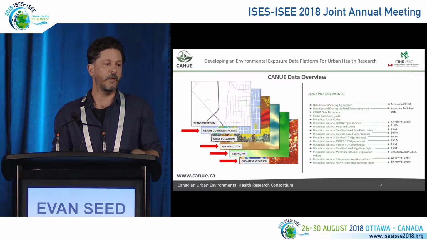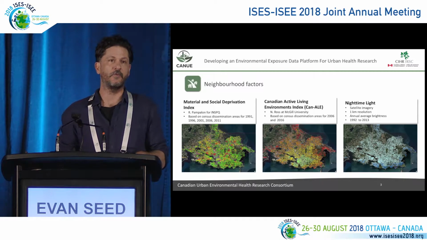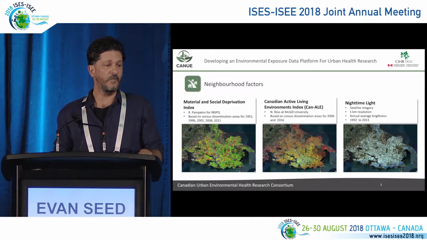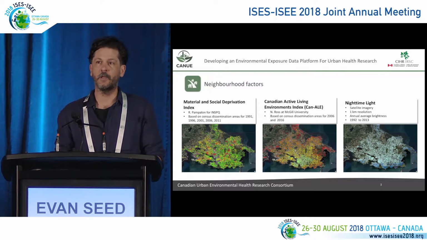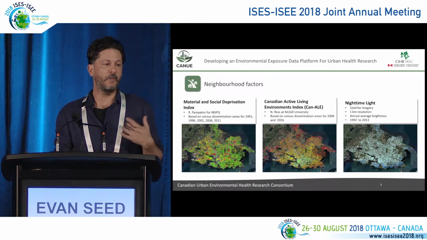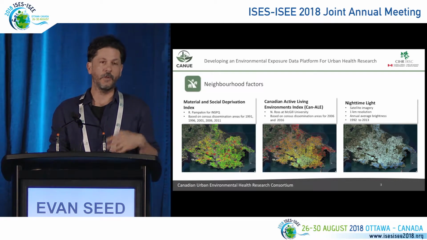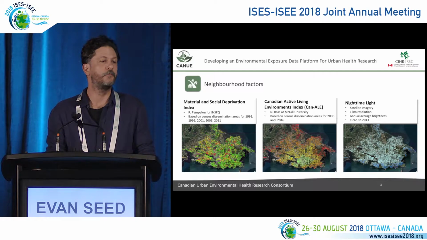Getting into the neighborhood factors, the first data theme that I'm going to discuss in a little more detail, these are data that are currently available at Canoe. The material and social deprivation indices is a data set that probably a lot of people are familiar with. It's been used extensively in public health research. It's at the dissemination level for the census years in Canada, and 2016 data should be coming on soon.